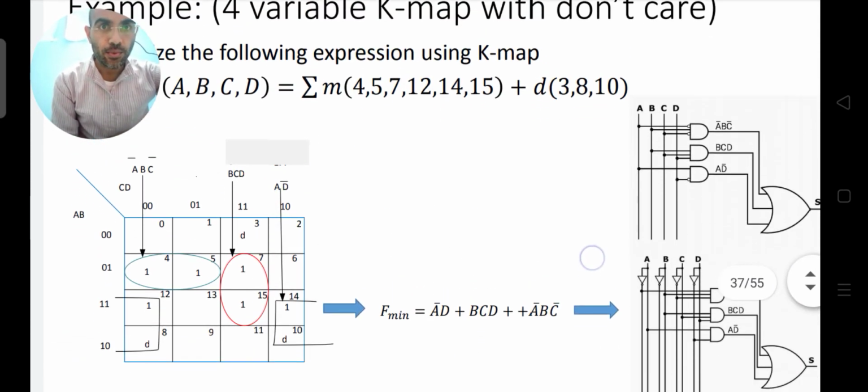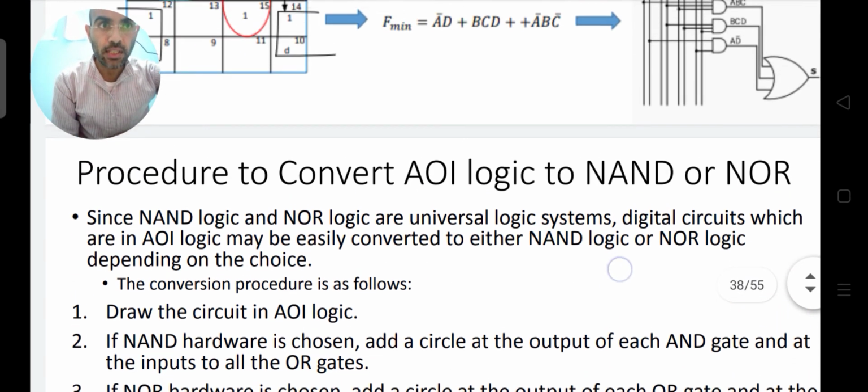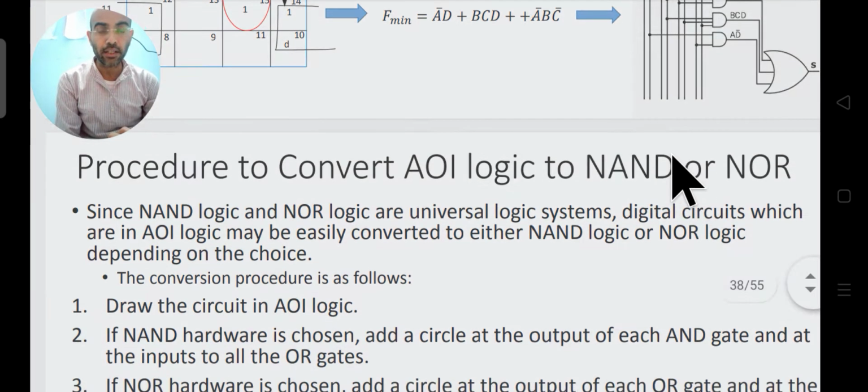Okay, so we saw how to implement it. Now, in this particular question, it is not asked how to convert a given circuit to NAND or NOR logic. We have implemented the minimum function we got with the help of AND or NOT logic. But suppose we want to implement the function with the universal gates, either the NAND gate or the NOR gate. Then what do we do?